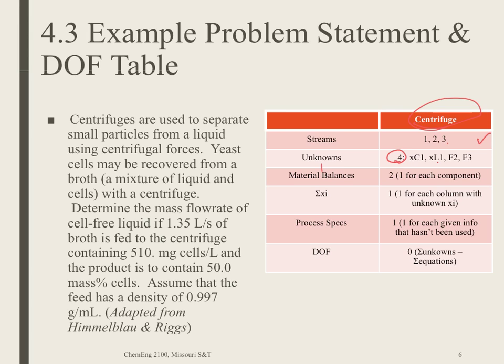Now, material balances. I can write a material balance for each component. I know I also can write one for the overall flow, but the ones that count as independent are going to be 1 per component. So that's going to be 2. Now there are certain exceptions to this. We'll talk about those when they come up. But for now, typically it's 1 per component.